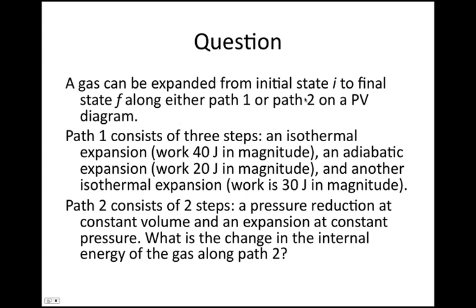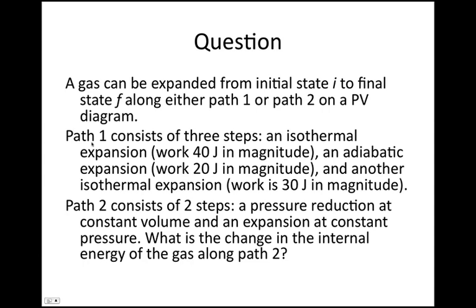Okay, a gas can be expanded from initial state I to final state F along either path 1 or path 2 on a PV diagram. Path 1 consists of 3 steps: an isothermal expansion, work 40 joules in magnitude, an adiabatic expansion with 20 joules of work done in magnitude, and another isothermal expansion, work 30 joules in magnitude. Okay, these are all expansions, so the work's going to be negative in each case. Path 2 consists of 2 steps: a pressure reduction at constant volume and expansion at constant pressure. What is the change in internal energy of the gas along path 2?